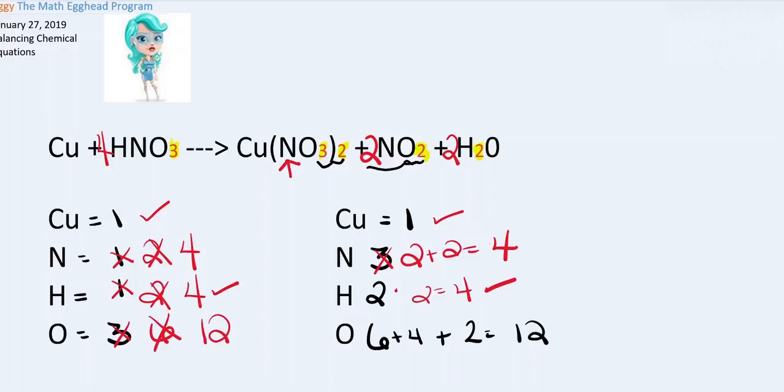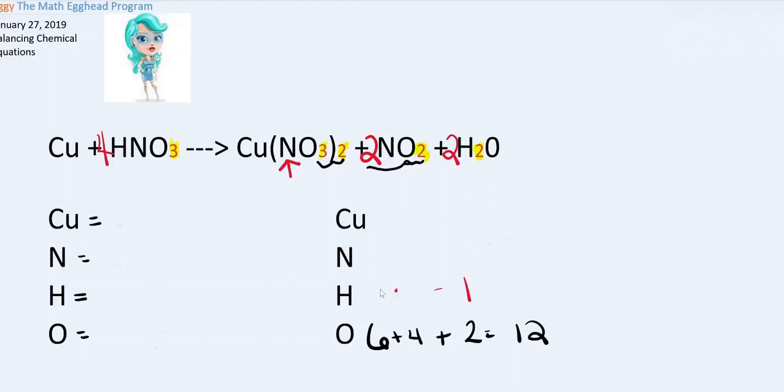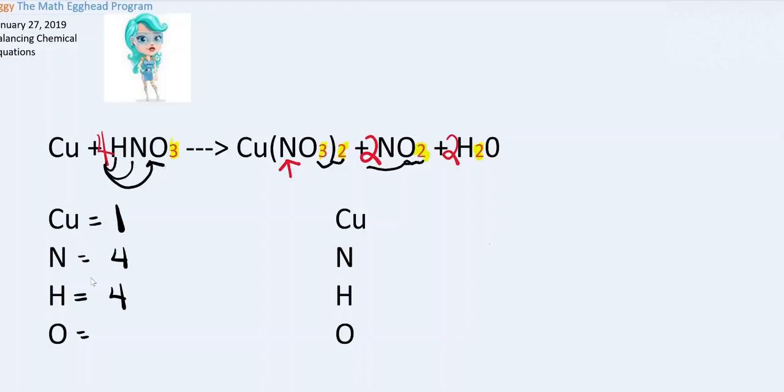So the numbers should be, or actually we can do this together. We can count together here. Now that I feel comfortable, right? Everything is balanced, the coefficients are done. I have 1 copper, nitrogen, I have 4, hydrogen, I have 4, oxygen, do I have 4 or do I have 12? Remember, the 4 goes to the hydrogen, to the nitrogen, and to the oxygen. So I have 12.